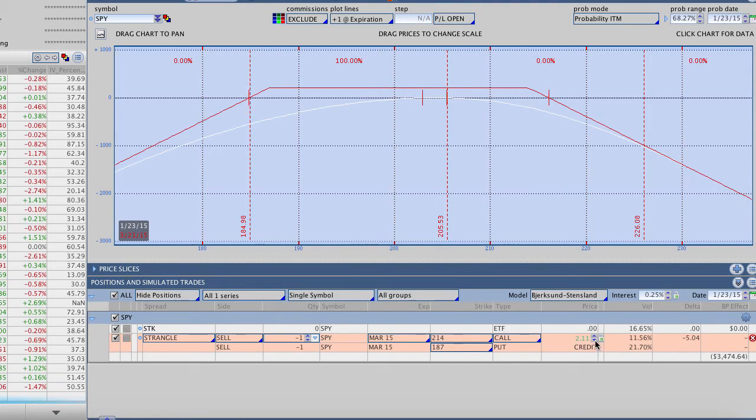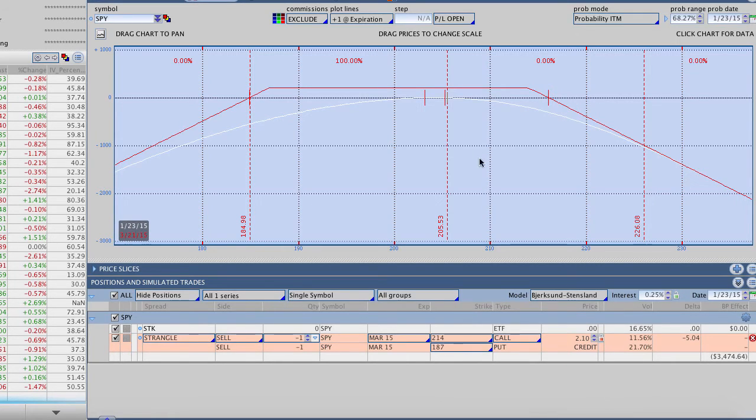Now in this case, we take in about a $2.10 credit. So we'll just keep the numbers pretty simple here. We take in about a $2.10 credit on this trade, which helps widen our break-even points out $2.10 on either end of the strike prices that we select.